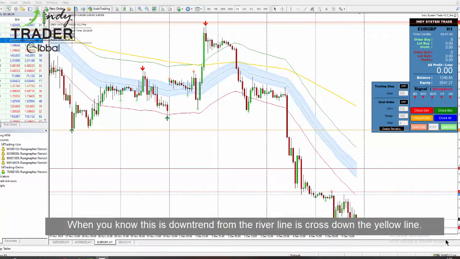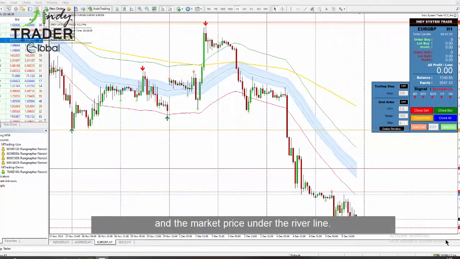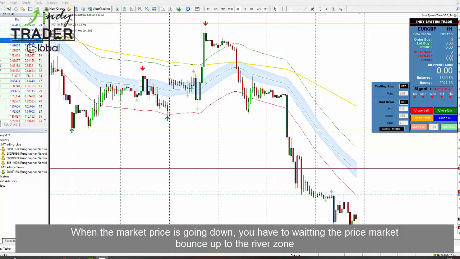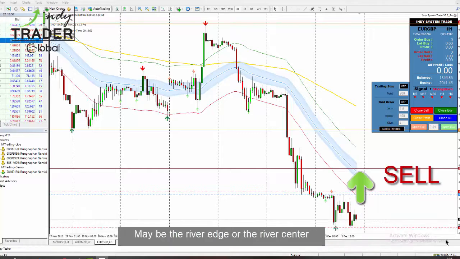Okay, this chart is a downtrend. You know this is a downtrend when the river line has crossed down the yellow line, and the market price is under the river line. When the market price is going down, you have to wait for the market price to bounce up to the river zone, maybe the river edge or the river center.